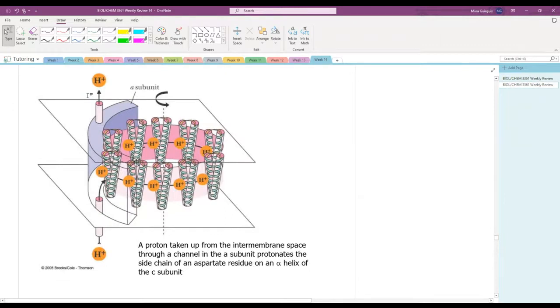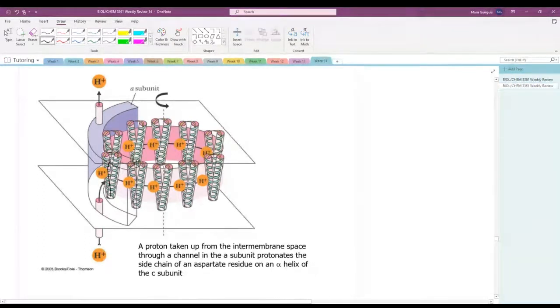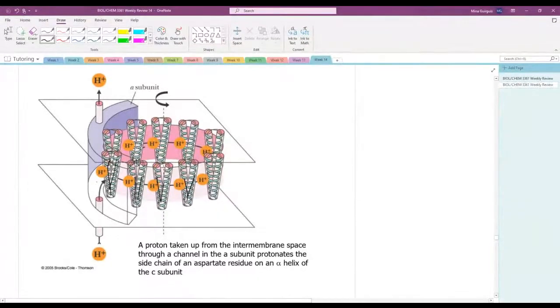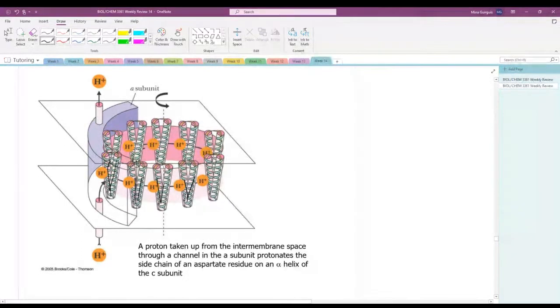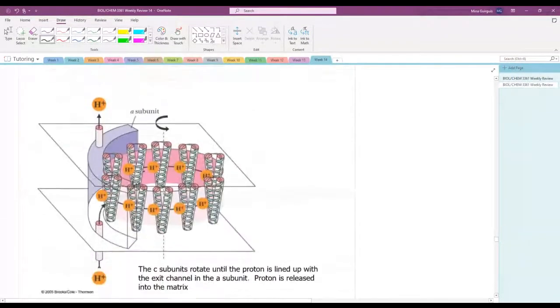A proton that's taken up, and this is really complicated, so we're going to slow down a little bit for this. I know I've been rushing through most of it, but I really do want to slow down because this is really important and I want to emphasize it. So a proton taken up from the intermembrane space through a channel in the A subunit protonates the side chain of an aspartate residue on an alpha helix of the C subunit. That's pretty wordy, but basically, the C subunits are alpha helices. So this is a C subunit over here, and this one, and this one, and so on. It gets protonated. Makes sense, it's a proton that's taken up.